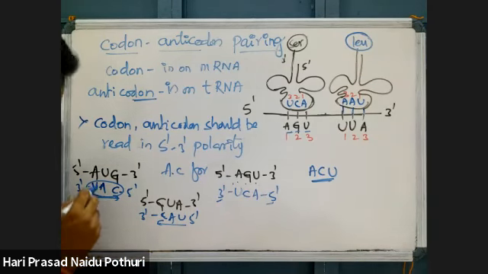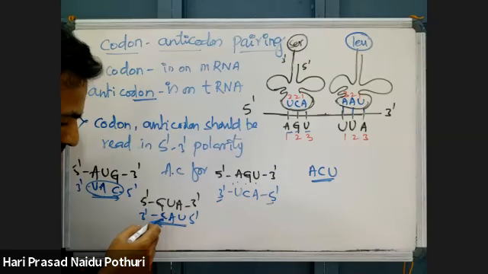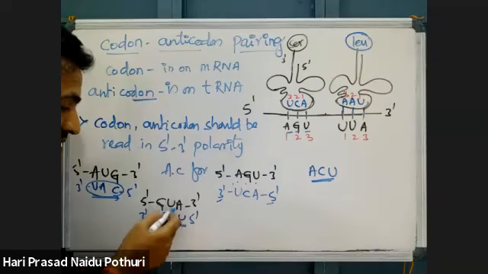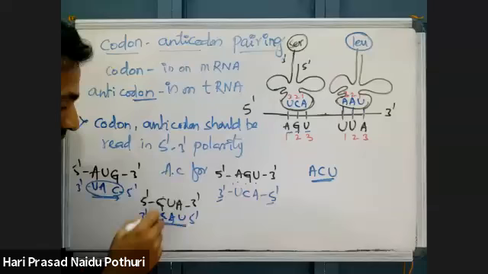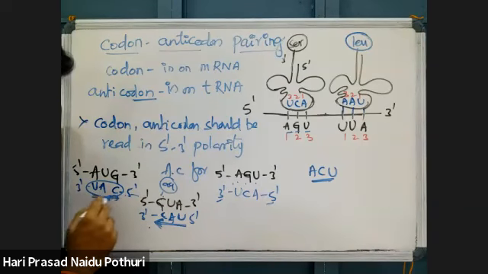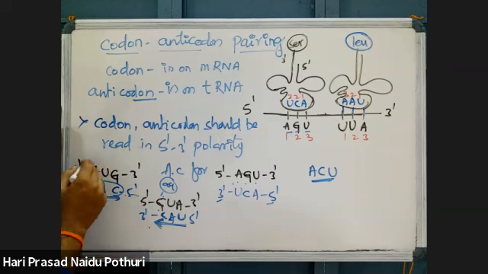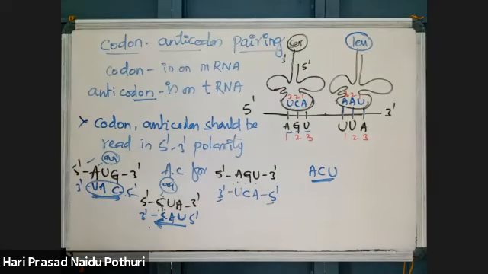Why? Because see this example. Here UAC is there in 5 prime to 3 prime. If the UAC anticodon is there in 5 prime to 3 prime, then its codon will be GUA. This will be coding for one amino acid. Yes or no? If UAC is written in this direction, the genetic code is entirely different. See, here it is GUA, here AUG became. AUG will code for another amino acid. That is the confusion. To avoid that confusion only we should do this.